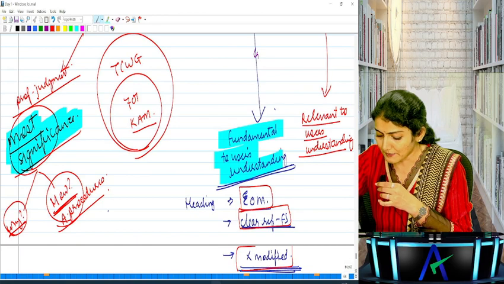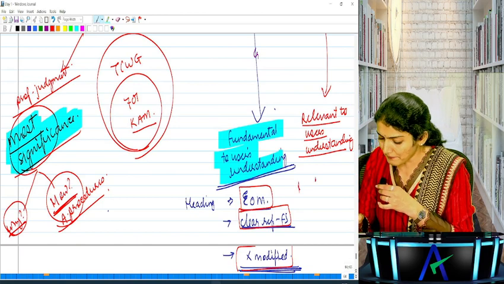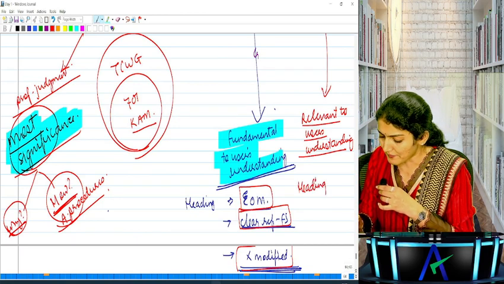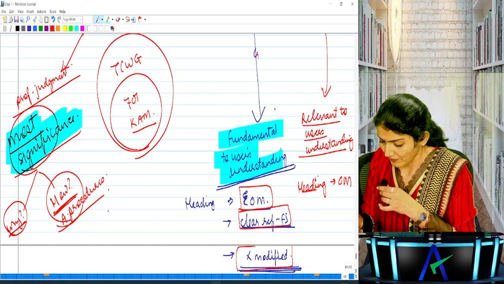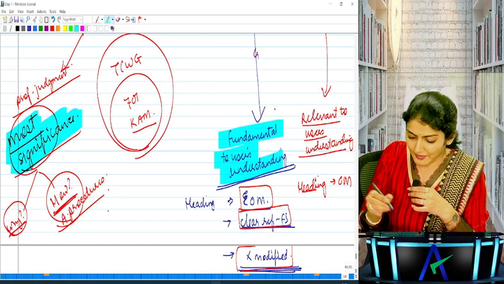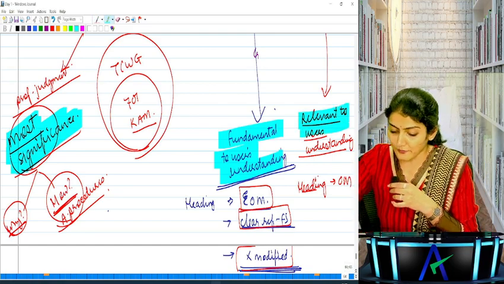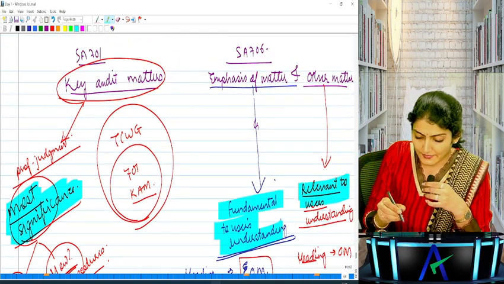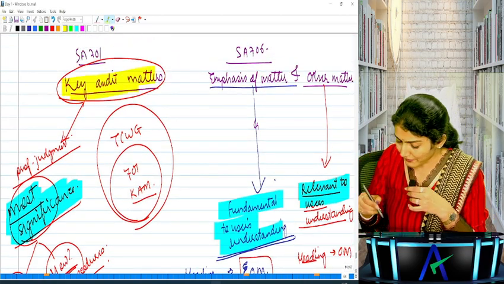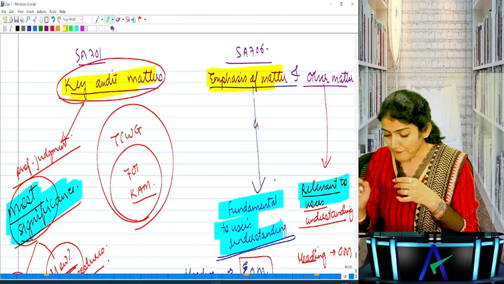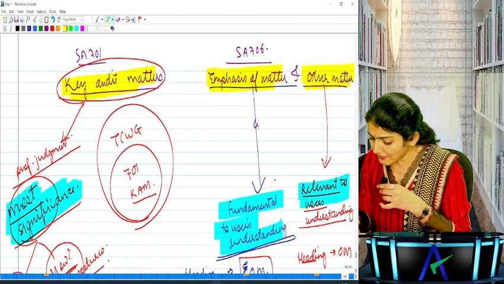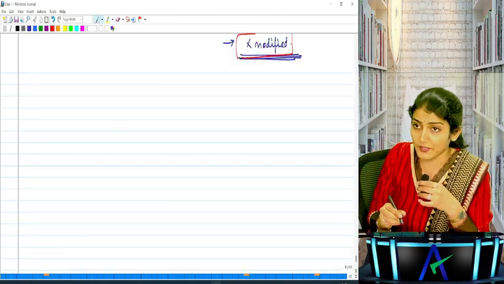Where could that come? It will come in the other matter paragraph. What will be the heading of this paragraph? Other matter. So anything which is of most significance, then key audit matter; fundamental, then emphasis of matter; and relevant, then other matter. Do you understand what I said?